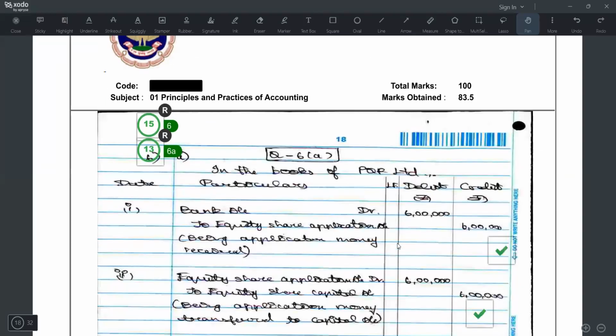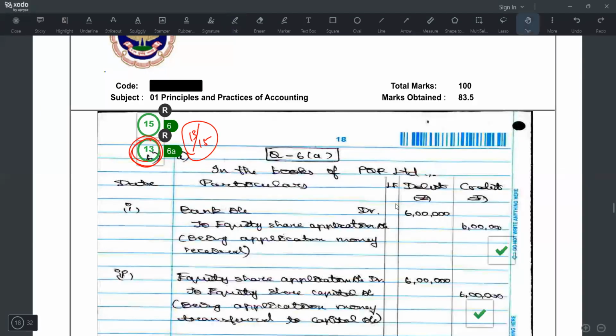Then he has done question number 6, that is again for 20 marks. He has scored on 6A first, that is company accounts. He has scored 13 marks from it, that is 13 by 15. He has only missed 2 marks.